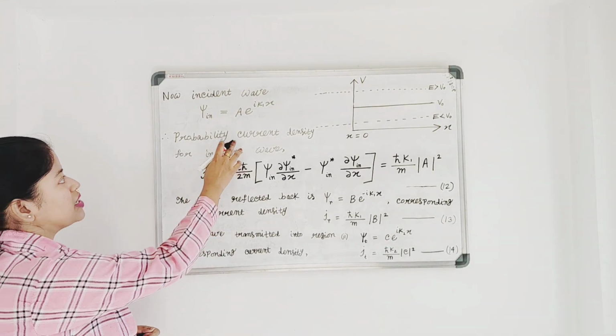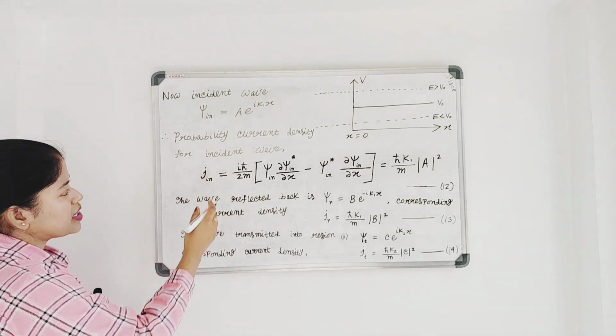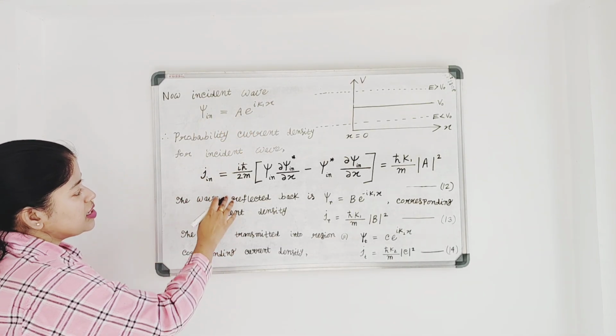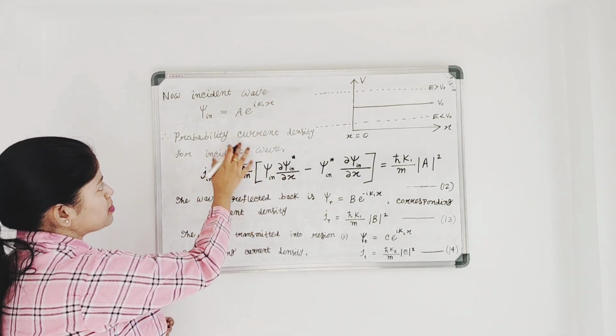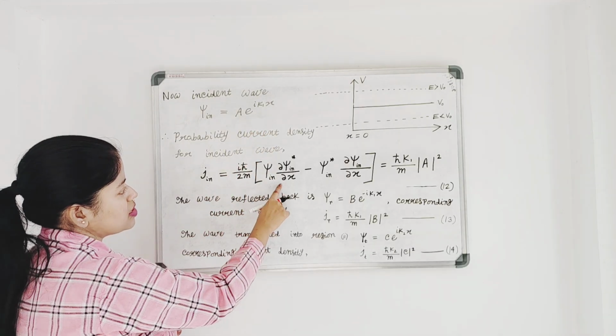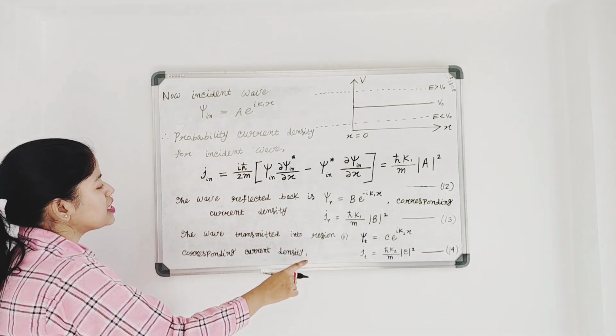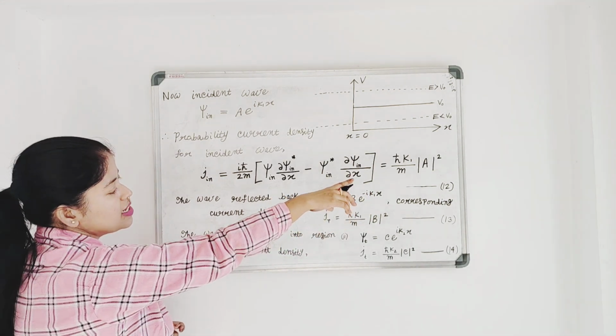Now the incident wave is psi in, which is a e to the power i k1x, and the probability current density for the incident wave is J in. Using this formula and putting in the expression of psi in as a e to the power i k1x, we get the probability current density for the incident wave as h cut k1 by m mod a square.